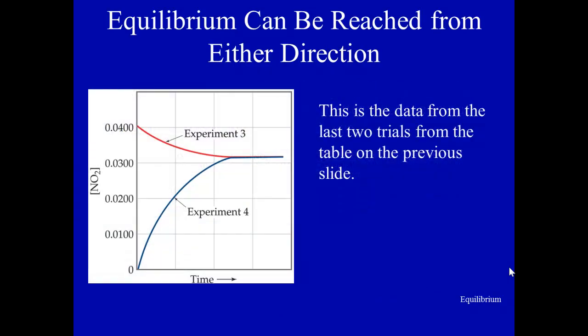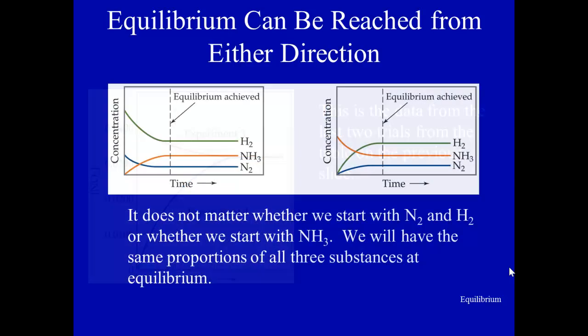So here, it's just showing you graphically experiments 3 and 4, and that we are coming to the same amounts. And same thing with the Haber process with the nitrogen and the hydrogen and the ammonia. Notice our concentrations are happening at the same proportions there.